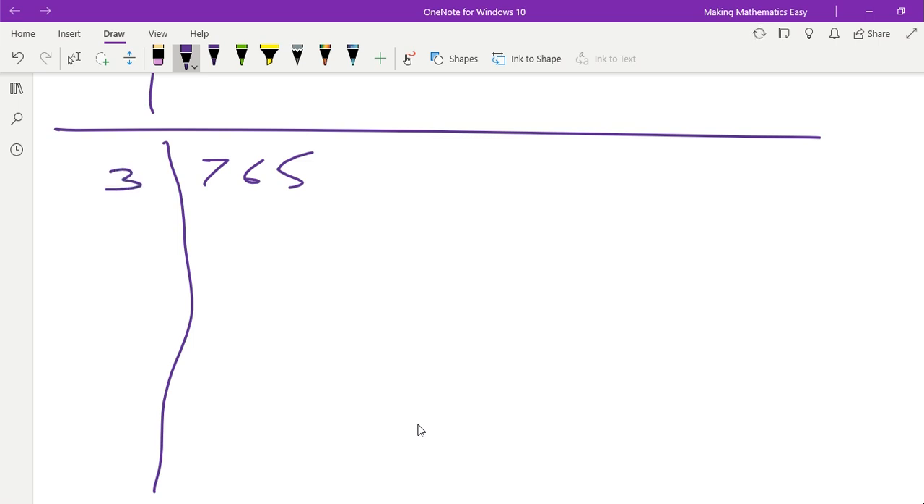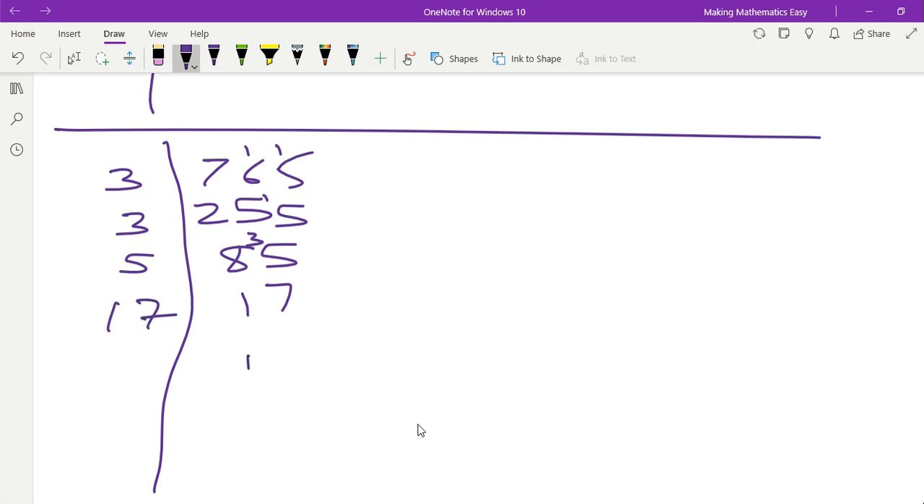Now this is divisible by 3. So 3 2s are 6, 3 5s are 15, 1 carry, 3 5s are 15. Now this is again divisible by 3. 3 8s are 24, 1 carry, 3 5s are 15. Now this is divisible by 5. 5 1s are 5, 3 is remaining, 5 7s are 35. Now 17 is a prime number, so this will be 17 into 1. So this will be 3 into 3 into 5 into 17.